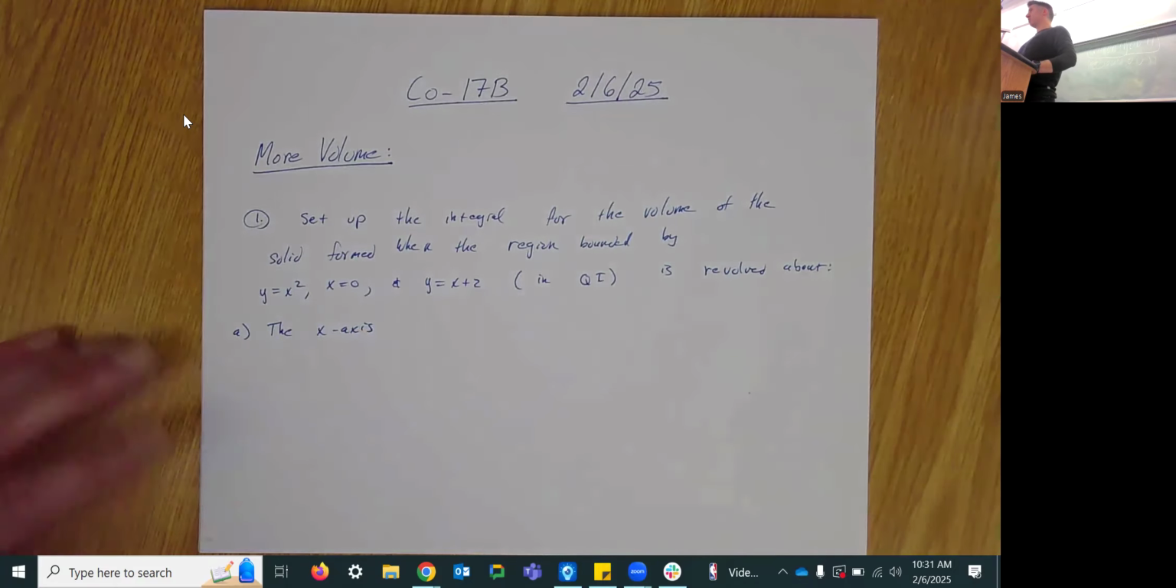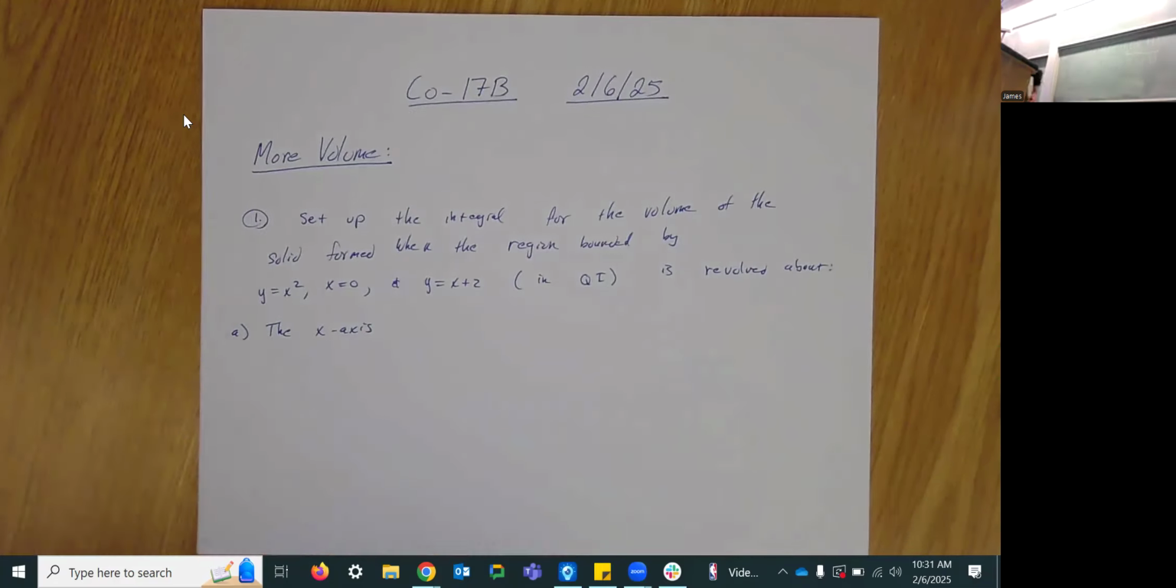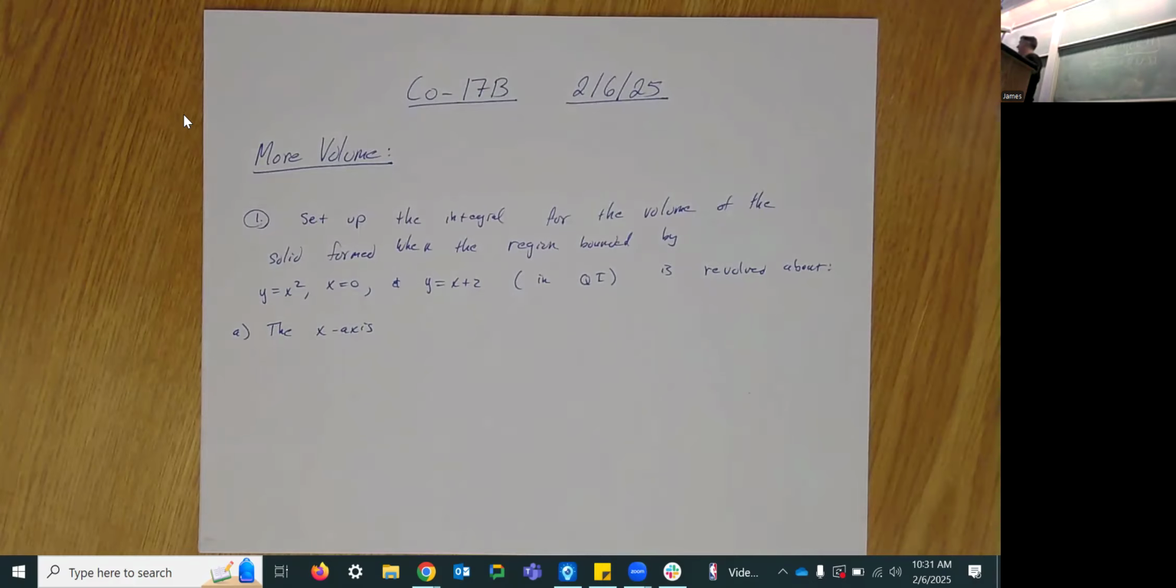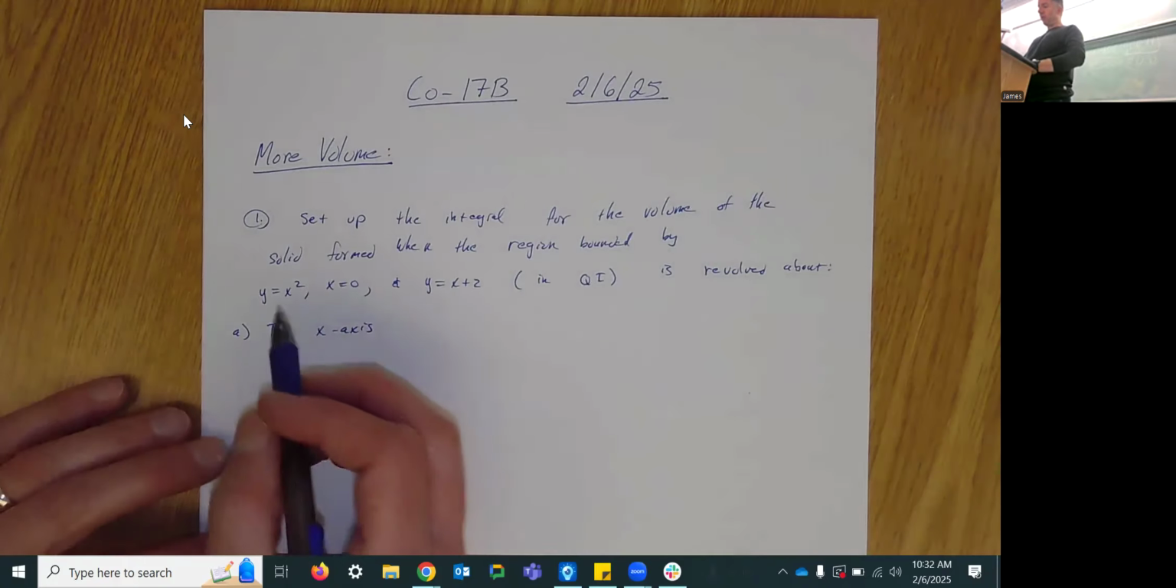And I think it's a pretty good practice, whenever you're doing a volume of revolution, revolving some region around some axis, it is almost always the best idea to draw the region. You don't have to try and draw the 3D shape, but definitely drawing the region you're revolving is going to help. So I'm just going to graph these three curves.